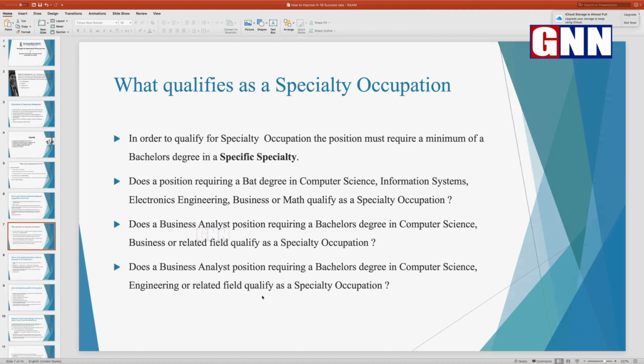And then the next thing is, does a business analyst position requiring a bachelor's degree in computer science, engineering or related field qualify for specialty occupation? Again, the answer is no, because the word engineering could mean any field of engineering. So we have to be very specific in detailing the position requirements. You have to say that the position requires a minimum of a bachelor's degree in a specific specialty, like computer science or related field. Then only it will qualify for specialty occupation. If you have a broad range of requirements for the position, then it will not qualify for specialty occupation.